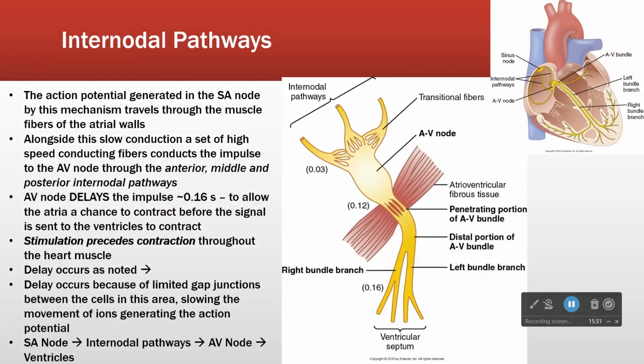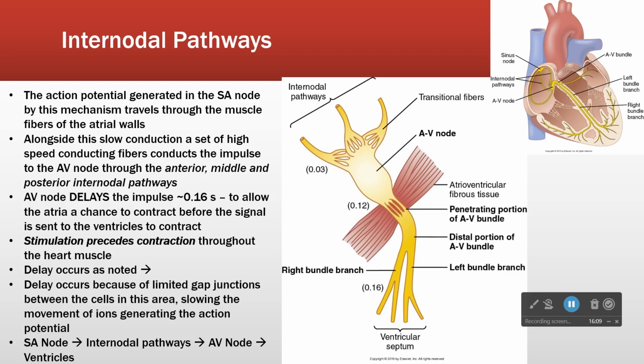Okay, so from there, from the SA node, we go into the internodal pathways. These fibers are found in the walls of the atria, and they evolved to conduct signal, not to contract. So the internodal pathways are very rapid. So signal can travel very quickly through them. As the signal travels past, the area around the internodal pathways is then depolarized and activated.